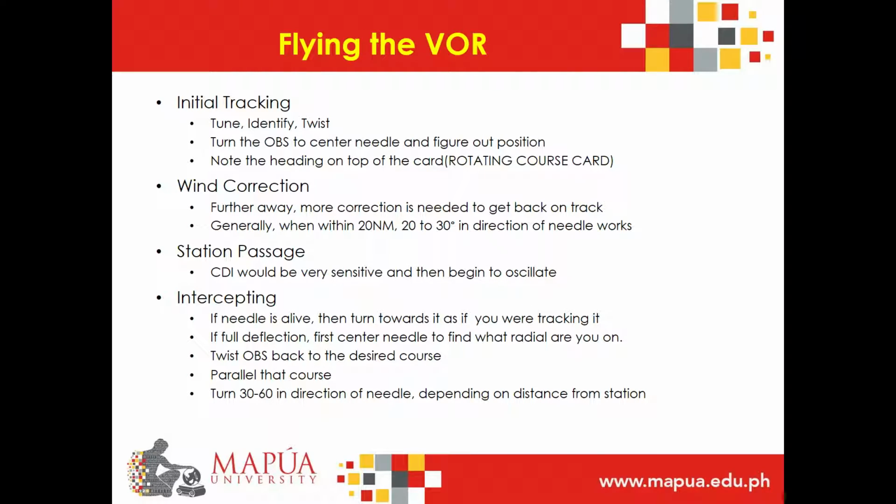And station passage. CDI would be very sensitive and then begin to oscillate. So intercepting. If needle is alive, then turn towards it as if you were tracking it. If full deflection, first center needle to find what radial you are on. Twist OBS back to the desired course, parallel that course, and then turn 30 to 60 degrees in direction of needle depending on the distance from the station.